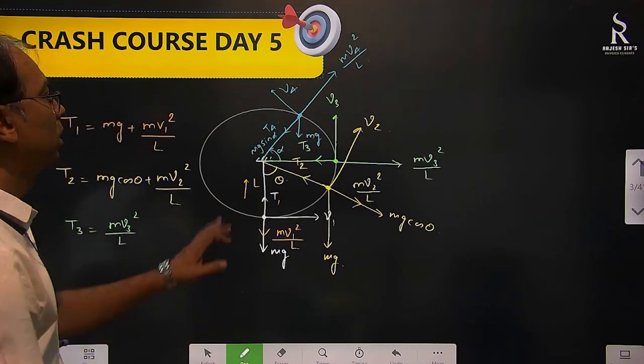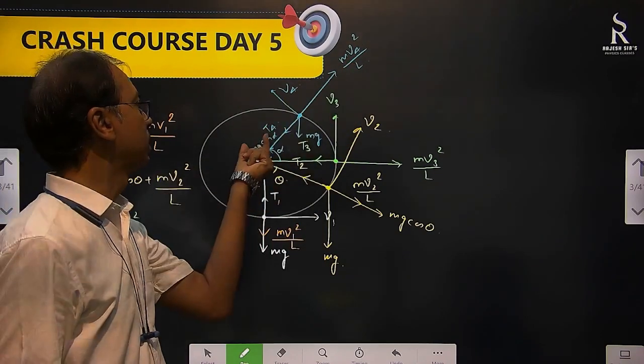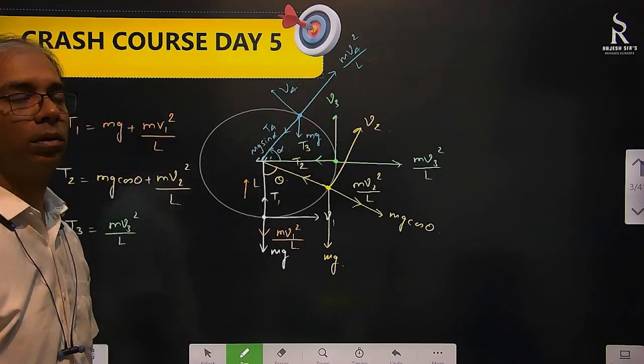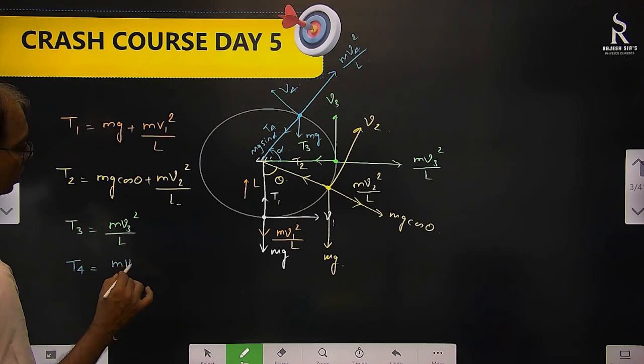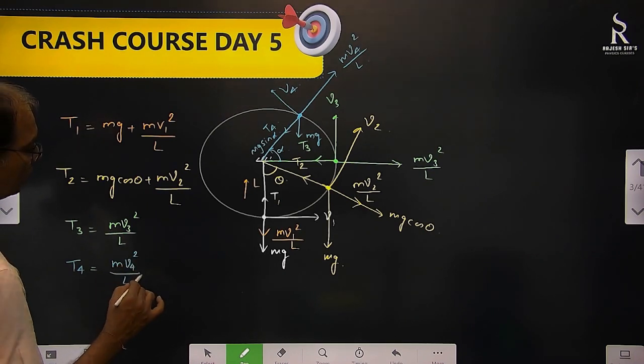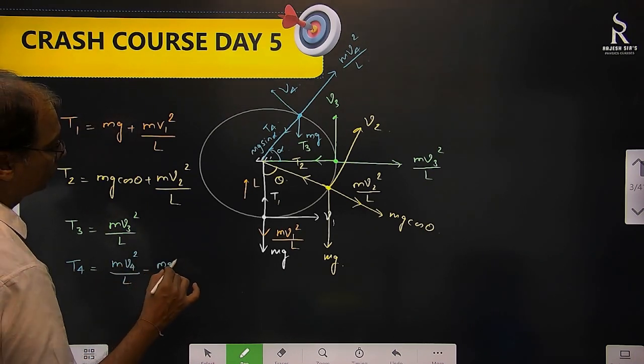What is T4? T4 will be equal to this minus mg sin alpha. Okay, T4 is equal to m v4 square by L minus mg sin alpha.